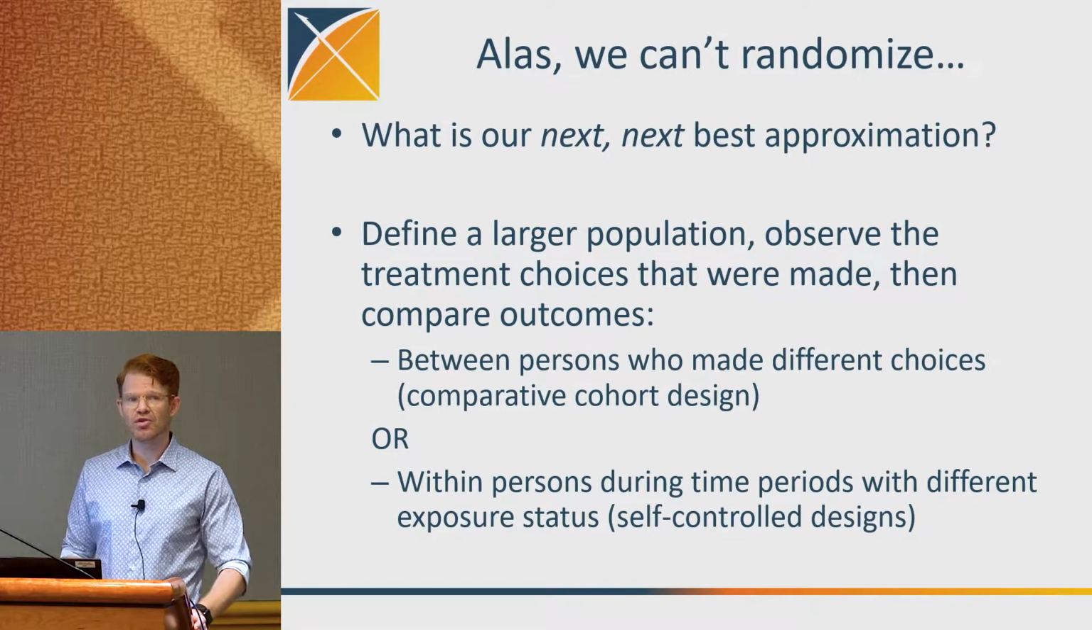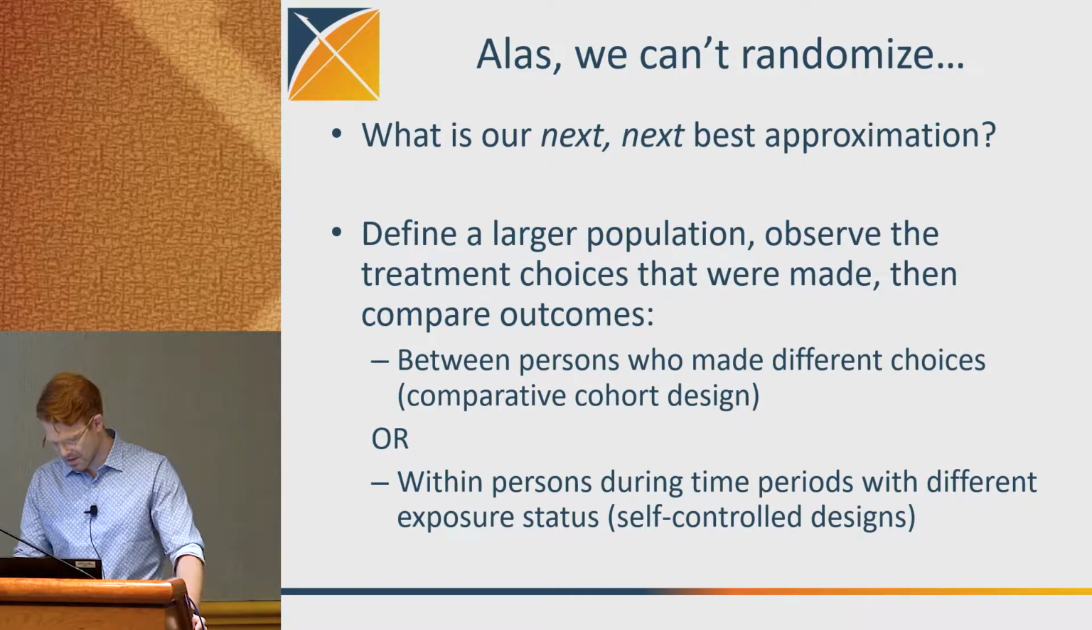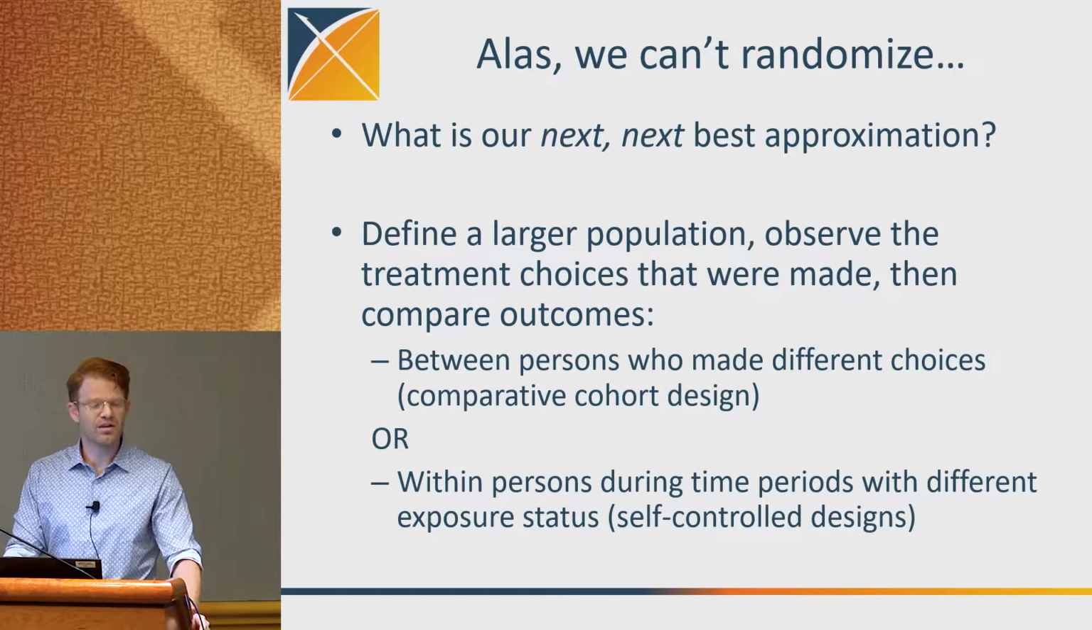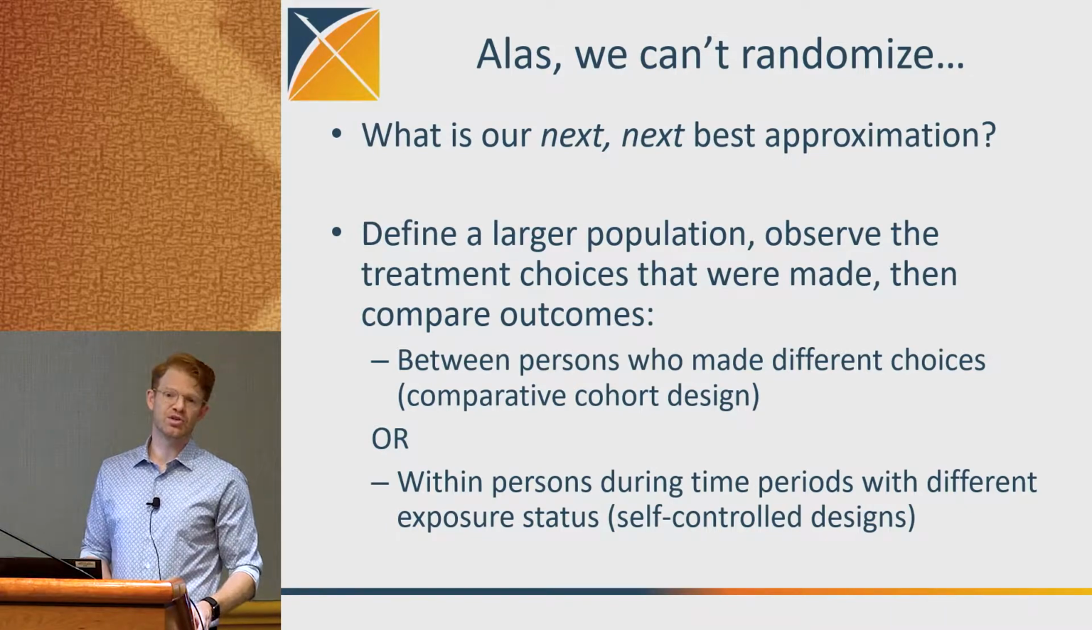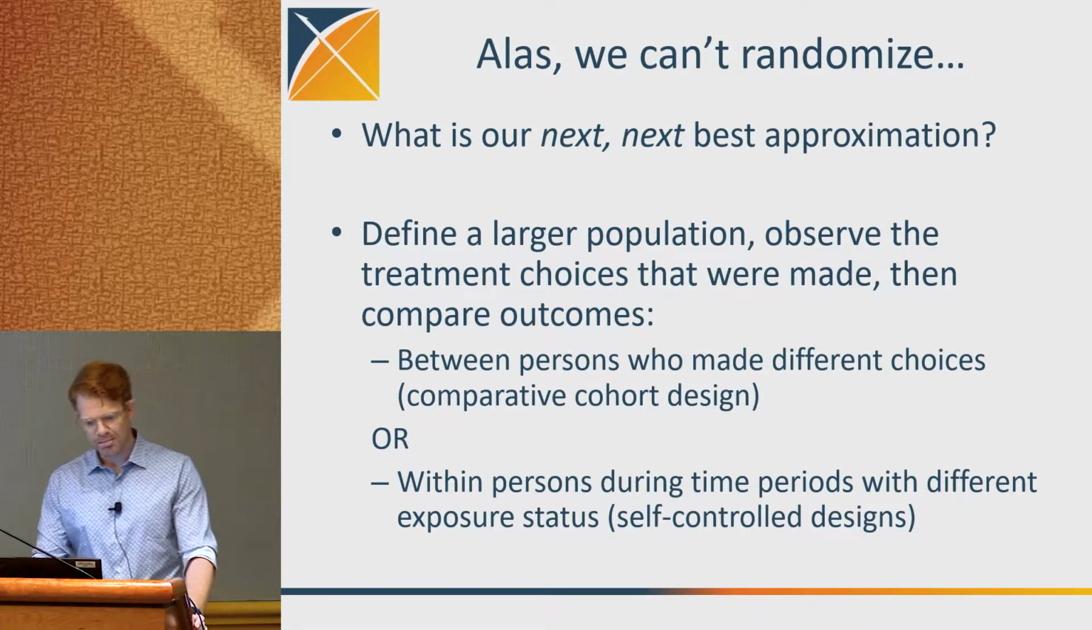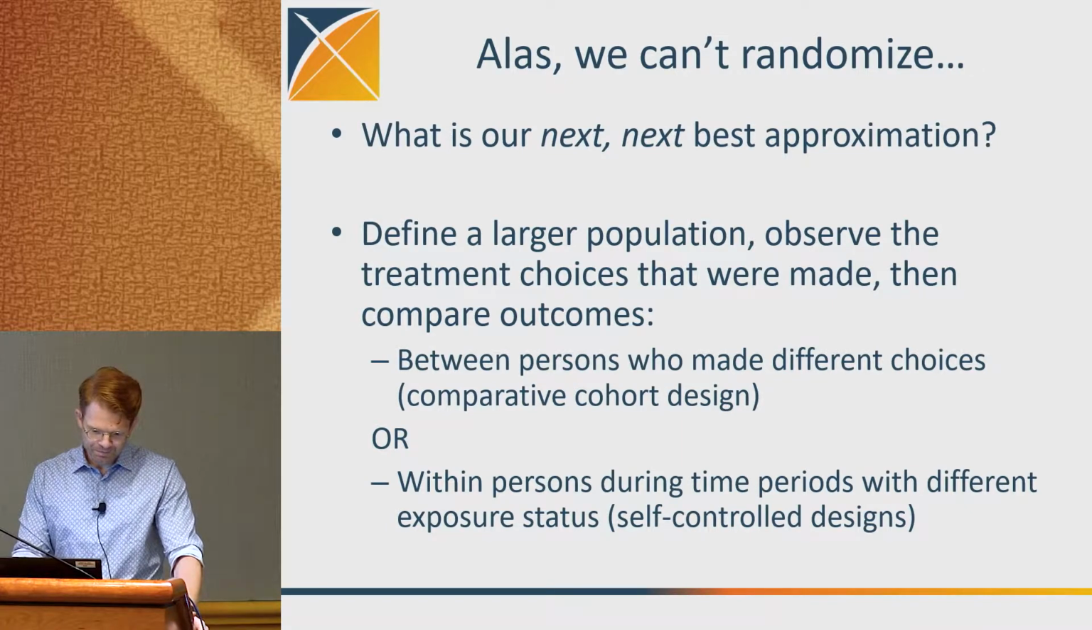There are all sorts of vulnerable groups that might not be ethically appropriate to include in clinical trials, like maybe people that are pregnant, or there's various examples. So in that case, when you can't randomize, or it's either unethical or infeasible in any way, there is another approximation to do it. In this case, you would define a larger population, and then observe which treatment choices were already made among those people, and then compare outcomes between those groups.